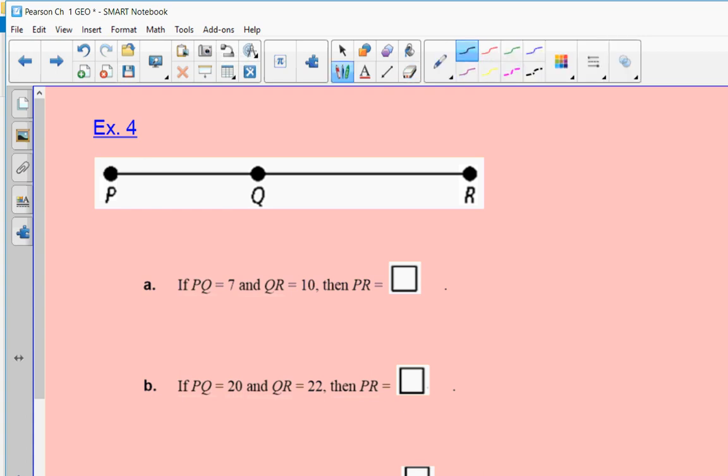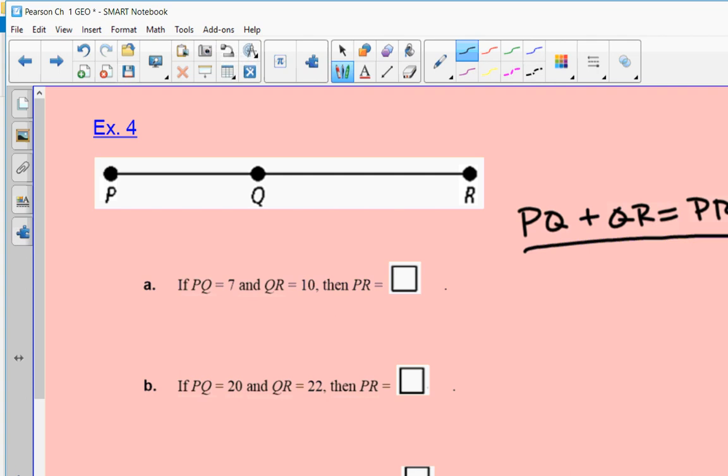PQ plus QR is going to be equal to PR. And that's the segment addition postulate that you got a little while ago. So let's have that off to the side. I can say that. I have a rule that says I can say it, so I did it kind of mathematically here for you guys, okay?